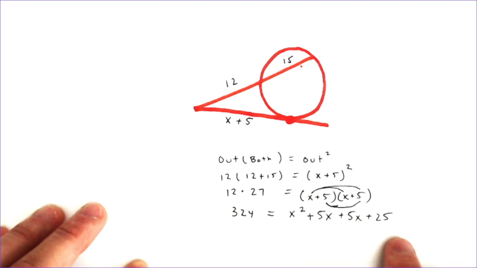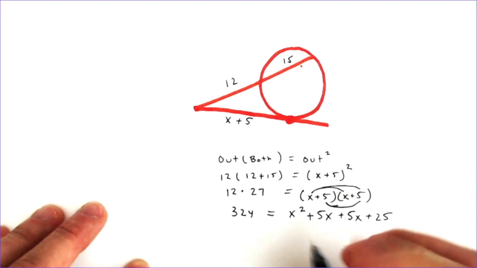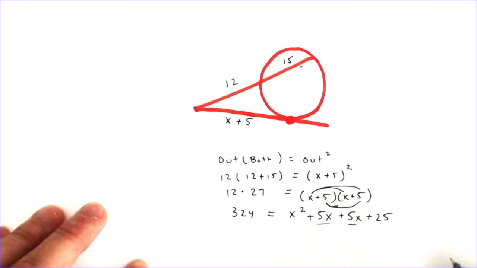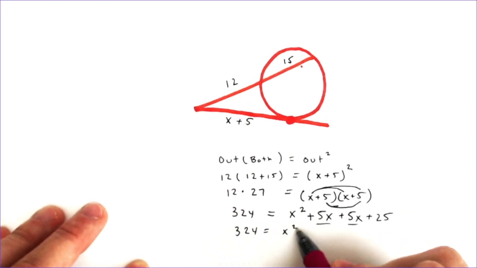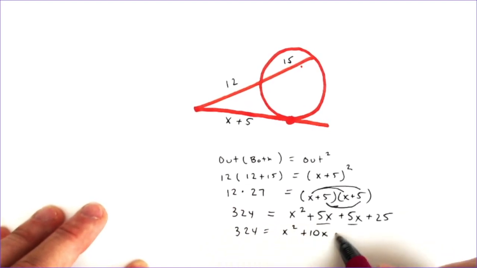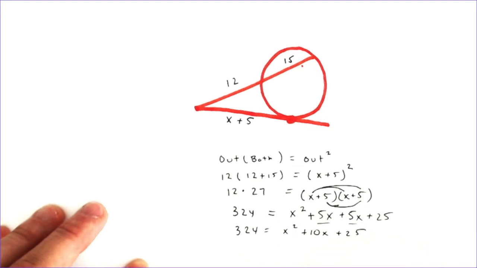So from here, you're going to combine like terms. It does have an x squared and an x. We are going to have to factor again. So I'm going to combine the 5x and the 5x. That's the first step. That makes 10x and positive 25.